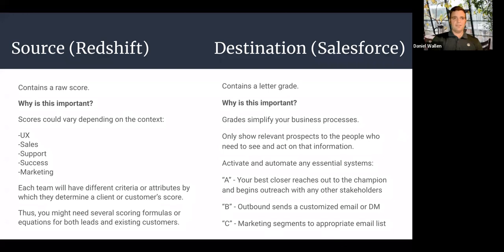Okay, so let's pause to clarify an important point here. It is vital to save a raw lead score in your source database. In this case, we're talking about Redshift. Why is that important? Different teams define success in different ways. Sales, marketing, support, customer success, user experience. All of those teams have very different criteria by which they would grade a customer or a client or a lead or a prospect's health. So you might need several equations that grade the health of leads and customers to fit all of their criteria.